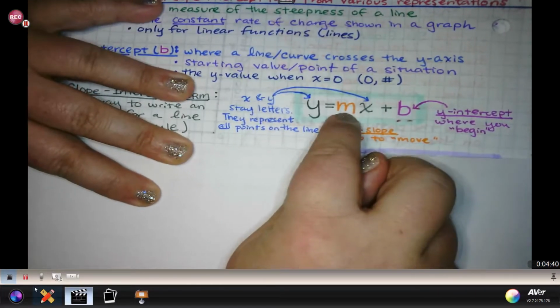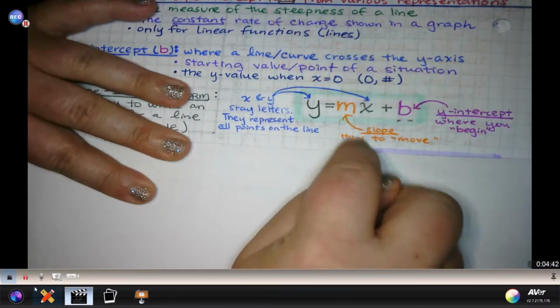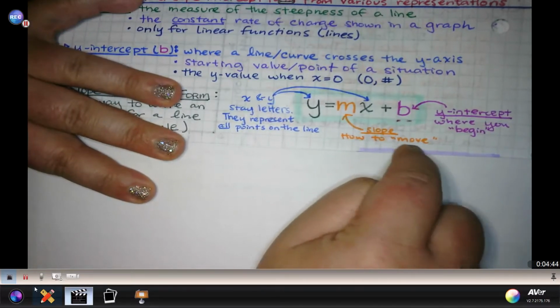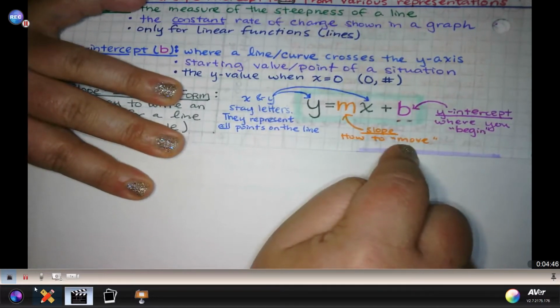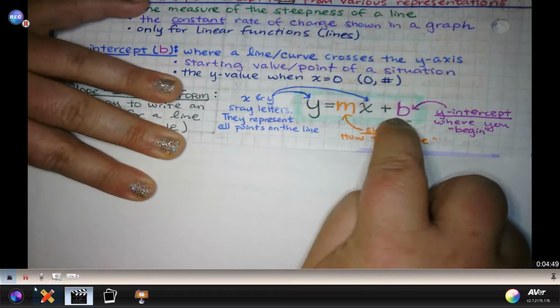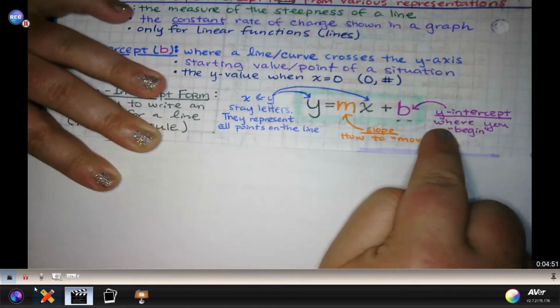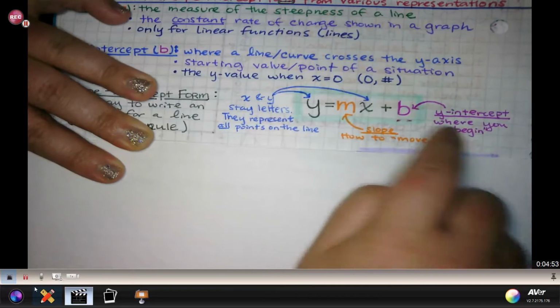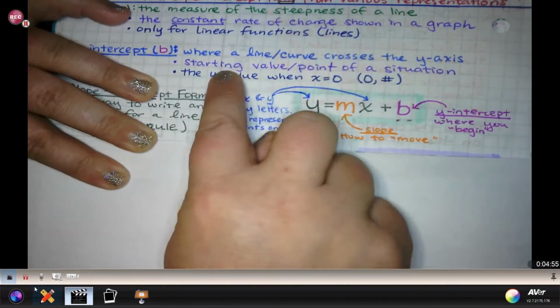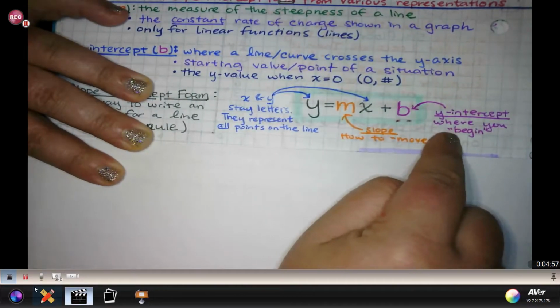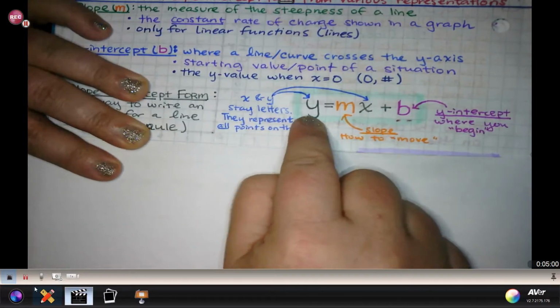Then we have m, which represents the slope. And I like to say it's how we move, because "move" starts with the letter M. And b is the y-intercept, and that is where you begin. Because if you think about it, the starting value or starting point, that's the beginning. Okay?